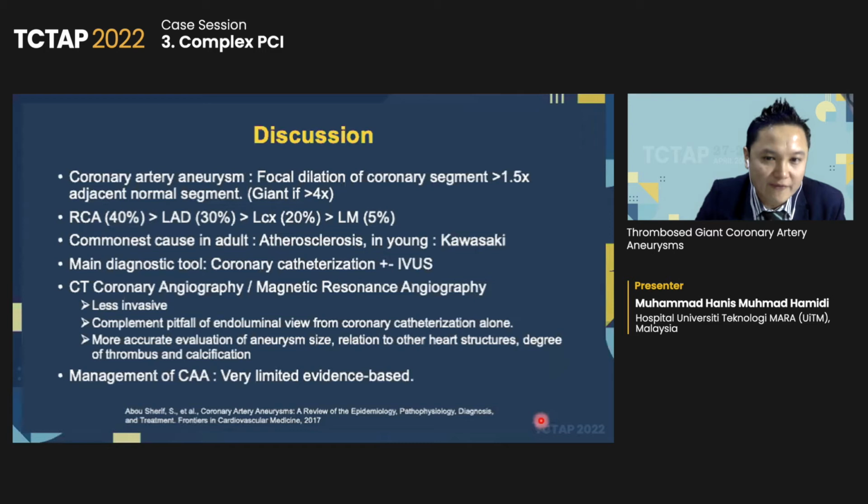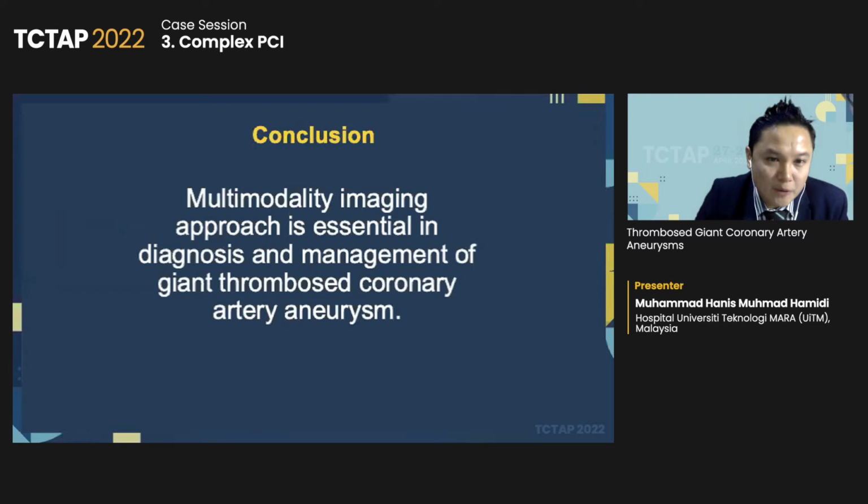So in conclusion, a multimodality imaging approach is essential in the diagnosis and management of a giant thrombosed coronary artery aneurysm. With that, I thank you for listening.